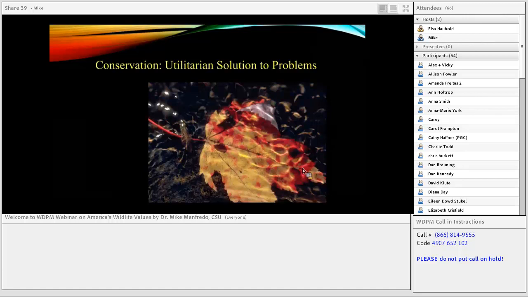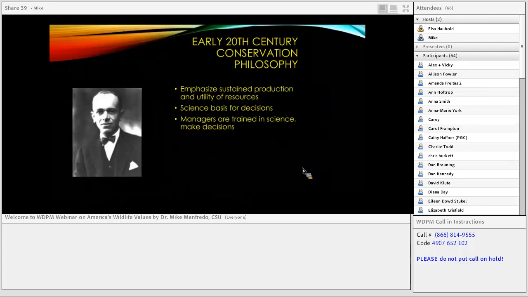I'm going to confuse you a little bit. I hope not, actually, because I'm going to use the term utilitarian as a substitute for domination, and then later I'm going to call it traditionalism. Those are all the same thing in our view. So conservation was the solution to these problems, arose in the late 1800s, early 1900s, and leaders like Aldo Leopold advanced this utilitarian conservation philosophy that emphasized sustained production and utility of resources. Science would be the basis of decisions, and managers would be trained in science, and therefore the best people to make decisions. A very powerful and very effective model that has resulted in where we are today with amazing management of fish and wildlife in North America.